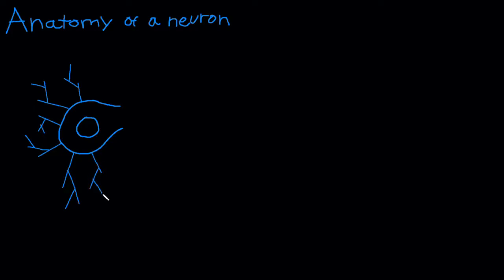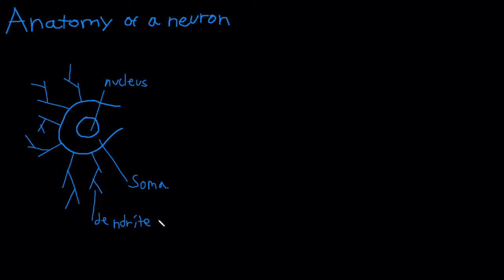Alright, so let's label some of this. This is our nucleus. Alright, and this is our soma or cell body. Soma, and these are our dendrites.